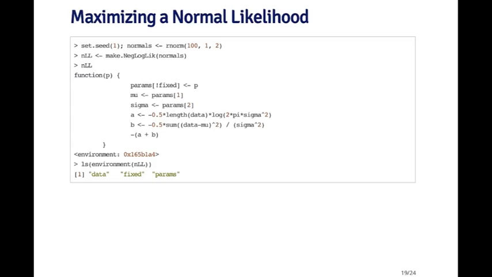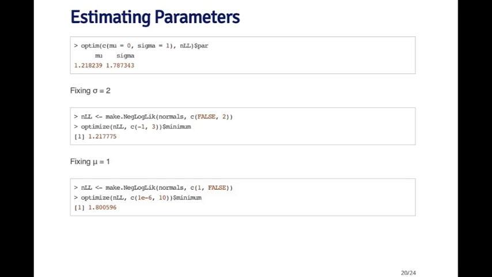So if you look at the environment for this negative log likelihood function by calling ls, you'll see that the data variable is there, the fixed variable there, which indicates which parameter should be fixed, and then there's also the params variable there. So those three things are all free variables inside this negative log likelihood function, but they're defined in the defining environment. So now I can call optim on my NLL function. I'm going to pass it some initial values for mu equal to 0 and sigma equal to 1, and it'll run, and you'll see that when it optimizes the function, the estimates turn out to be 1.2 for mu and 1.78 for sigma.